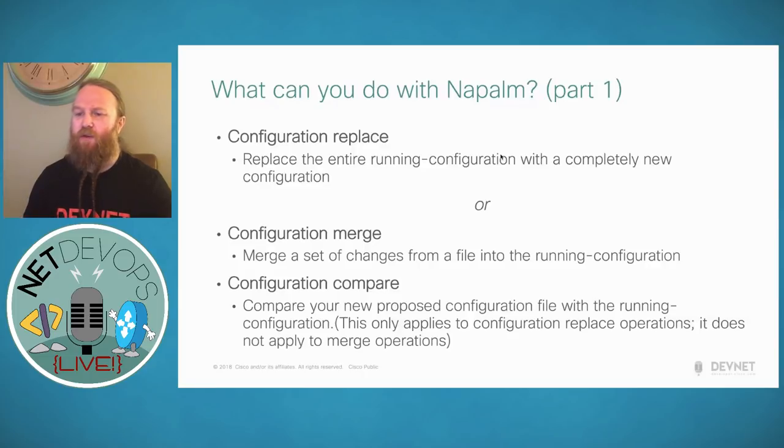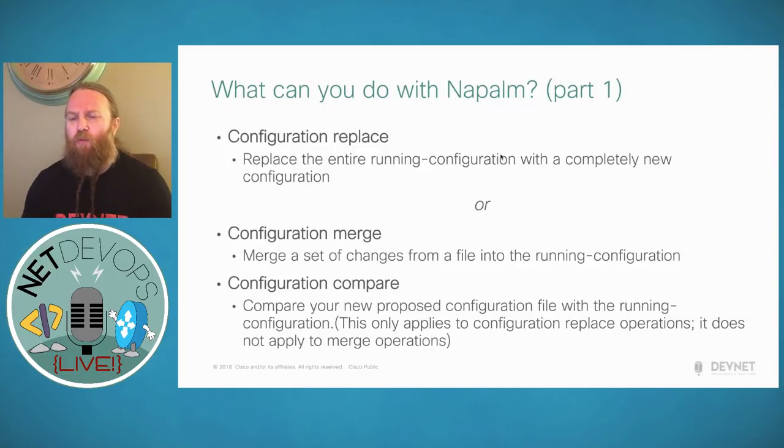The alternative to doing the configuration replace is the configuration merge. And this is where you merge a set of changes from a file into the running configuration. The difference between the replace and the merge is that merge is only going to push certain sections. Now this could be your BGP configuration, interface configuration, security areas like NTP, SNMP or something like that.